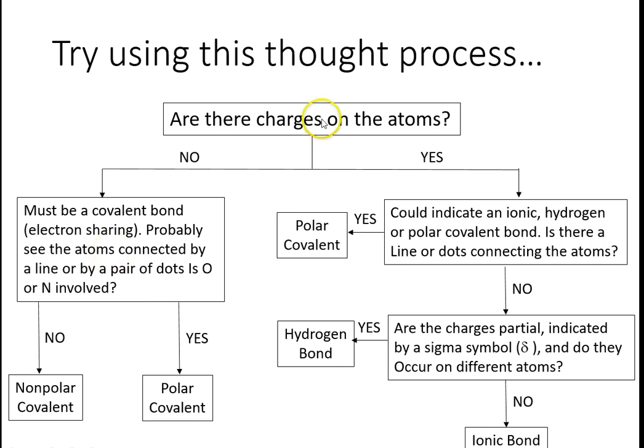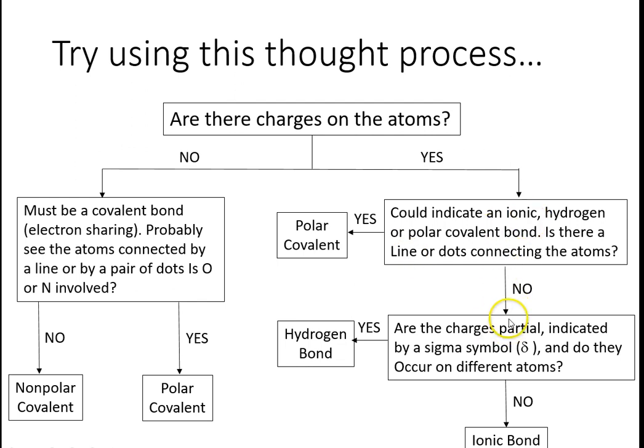Now, if we answer that yes, there are charges on the atoms, then it could indicate that we have an ionic bond, but it could also be a hydrogen bond or possibly even a polar covalent bond if the charges that are shown are partial charges. So we want to determine, is there a line or dots connecting those atoms? Because that would indicate that there is a covalent bond present where electrons are being shared. If the answer is yes, then we would see that that's a polar covalent bond, if we have a pair of dots or if we have a line connecting those atoms.